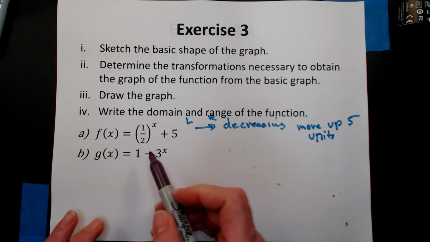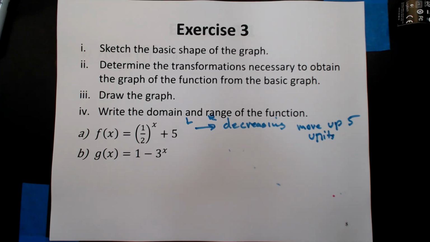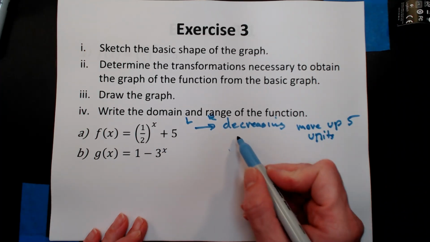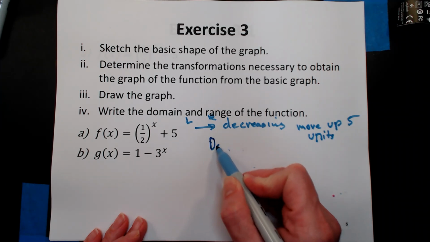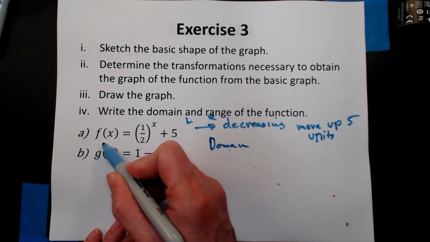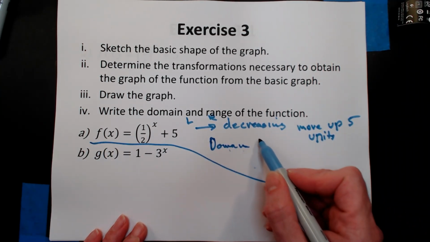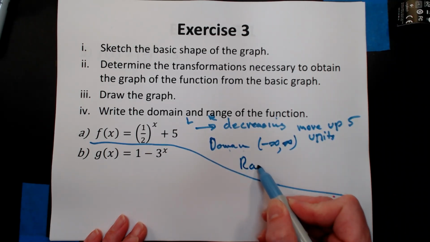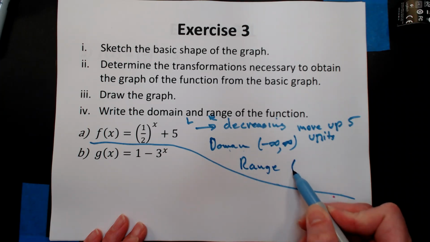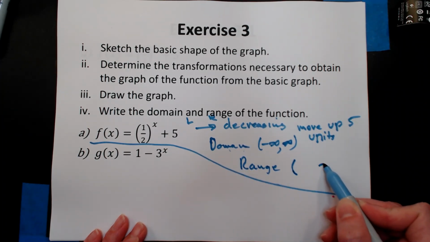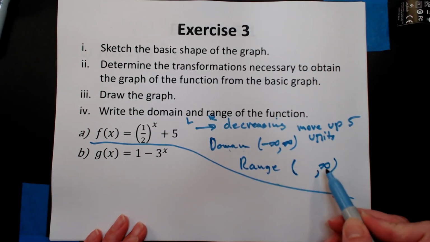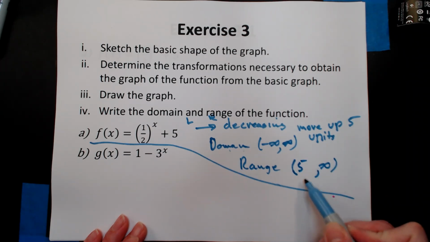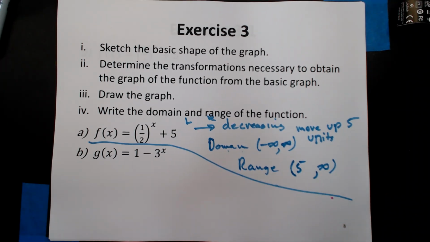Then here, they want the domain and the range. The domain for this is going to be from negative infinity to positive infinity as before, but the range, which before started at 0 and went to infinity, that infinity is going to stay there, but it got moved up 5 units, so it's going to start at 5 instead of 0.